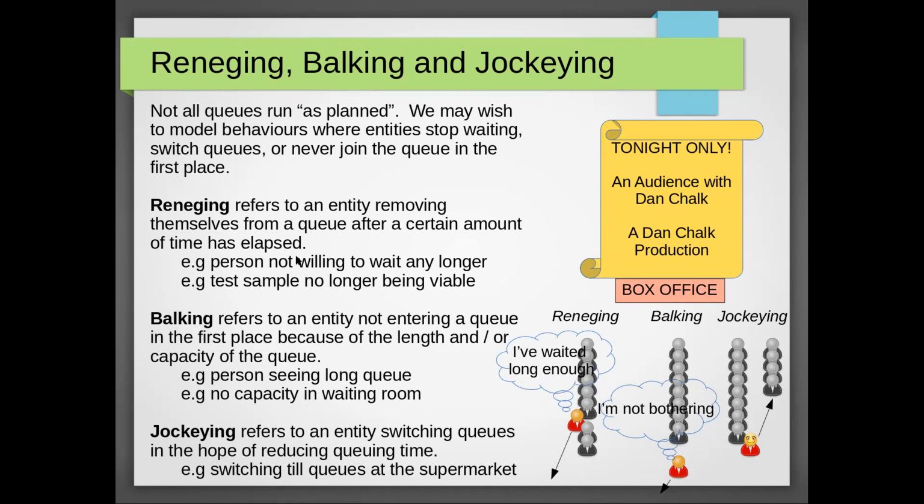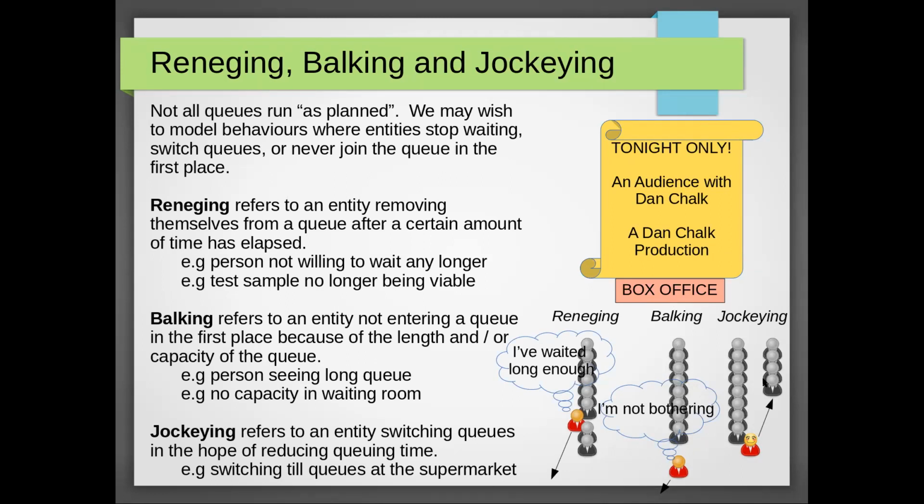Associated with this, we've got the idea of bulking. Reneging refers to an entity removing themselves, or being removed by someone else, because it's too long a wait, but usually it's removing themselves. Whereas with bulking, they never enter the queue in the first place, because they might see the length of the queue, or they see there's no capacity in the waiting room, so they never join that queue. Essentially, they are horrified by this. Bulking is kind of similar to reneging, where somebody decides they've had enough, but they never go into that queue in the first place, so they renege before they join it, essentially.